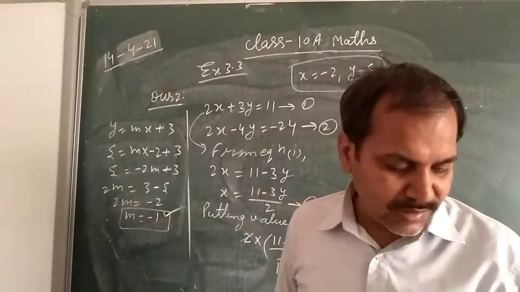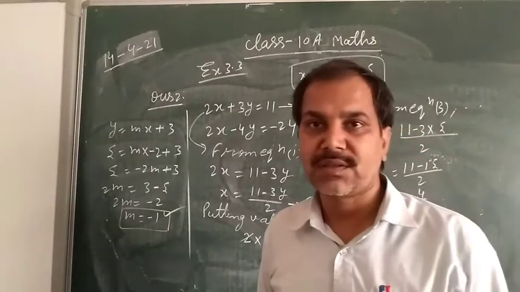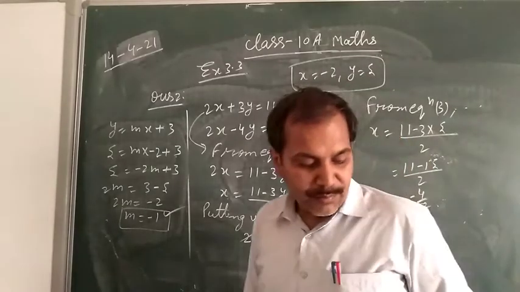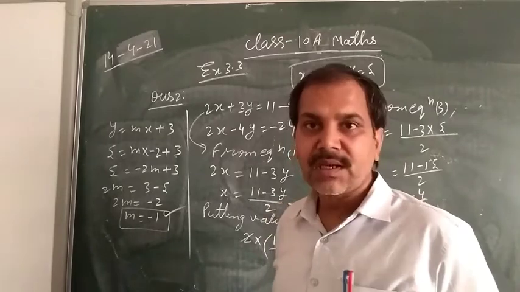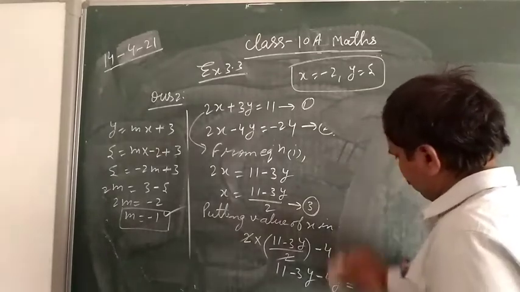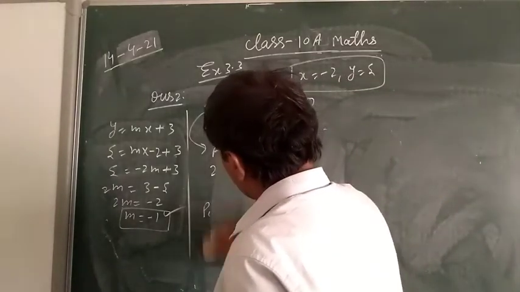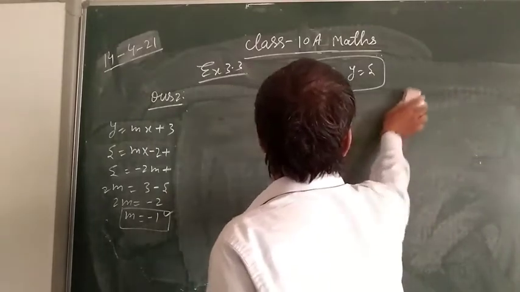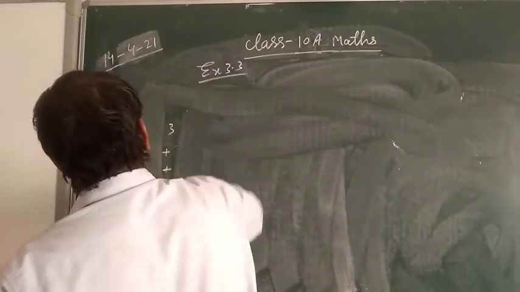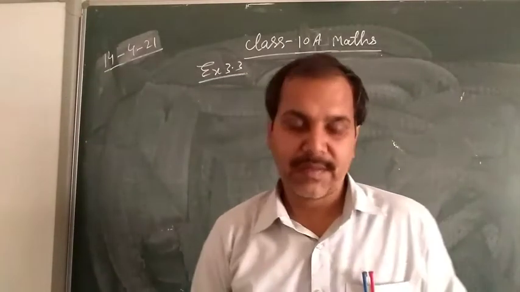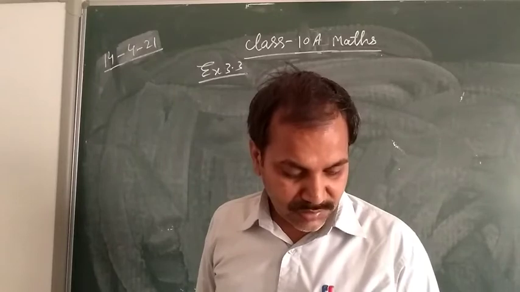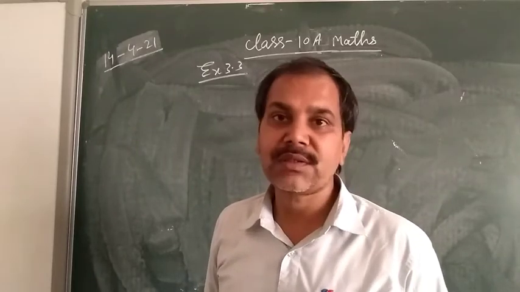Question number third, that is related to word problems. In that, 6 parts are given. So in some parts I will tell how to make equations, if word problems are given. Form the pair of linear equations for the following problems and find their solution by substitution method.